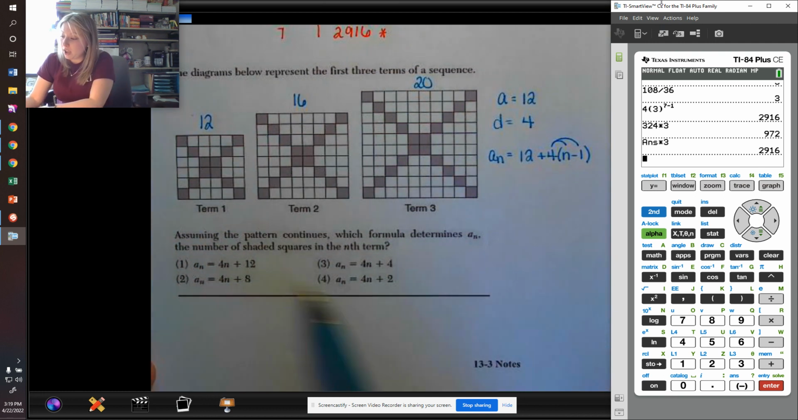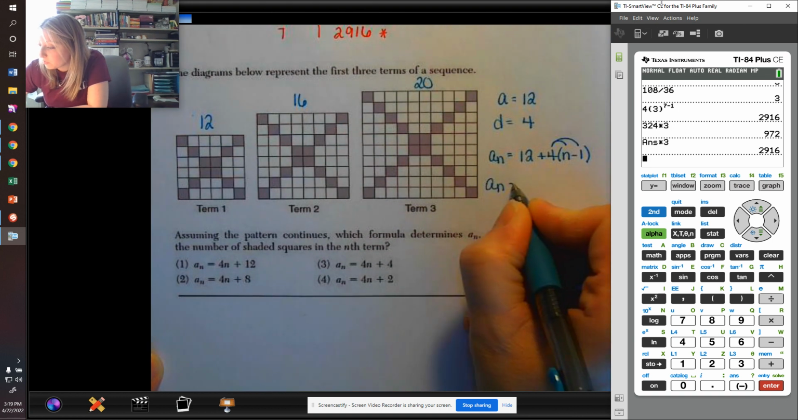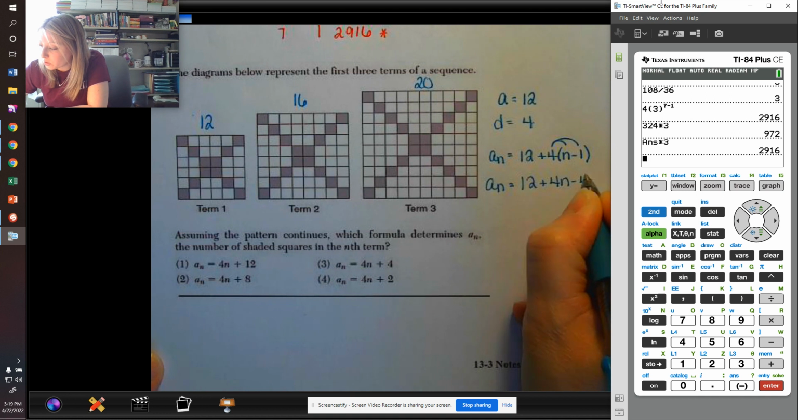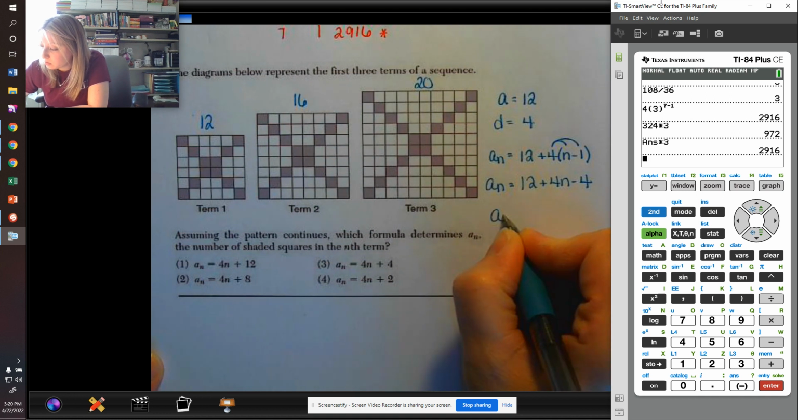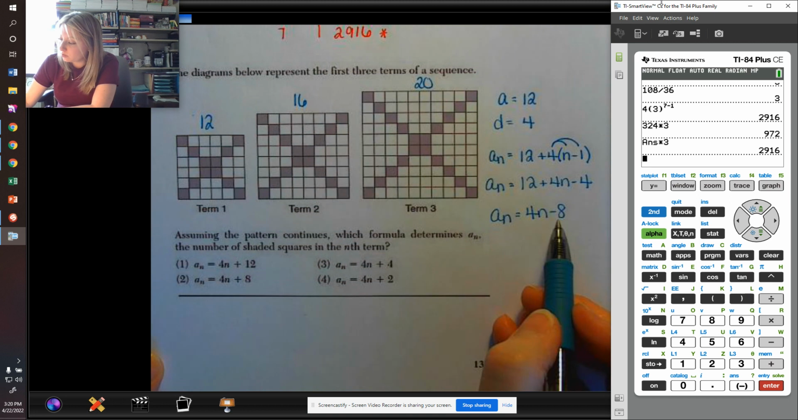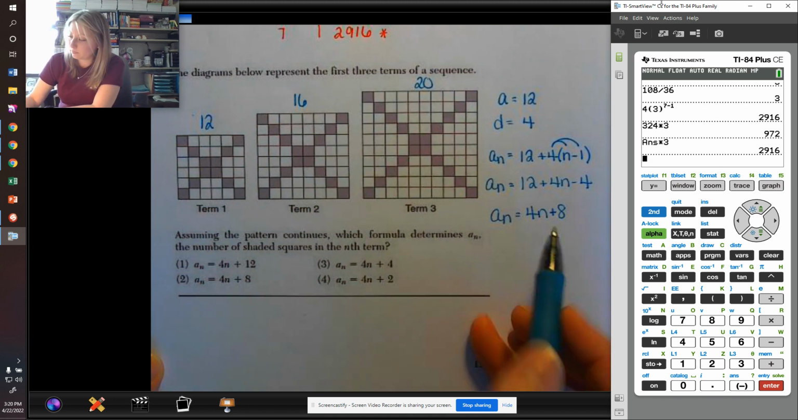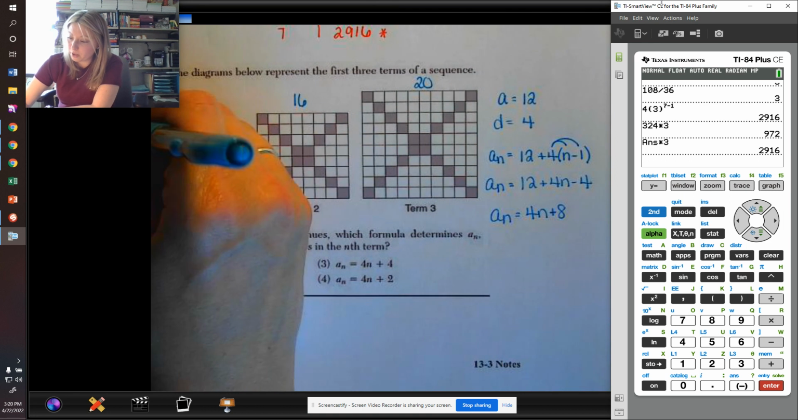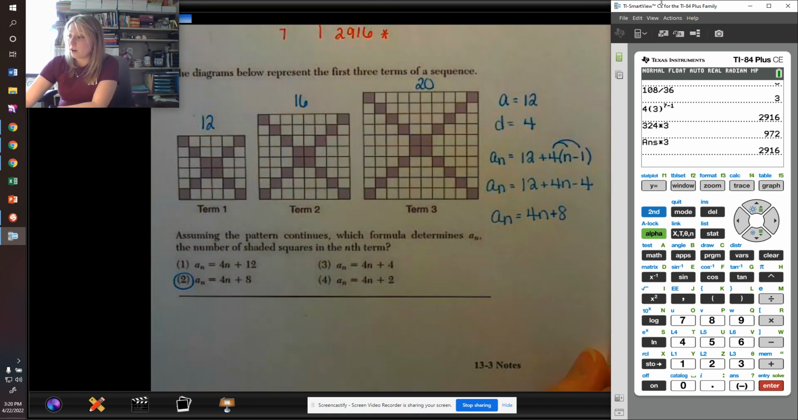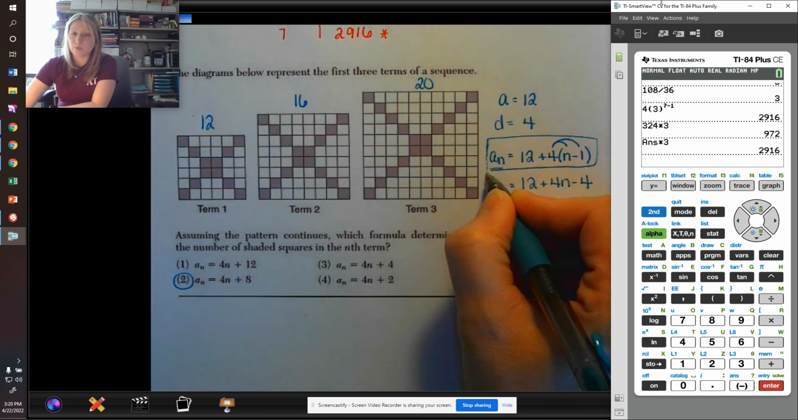So if I want that form, I need to distribute this and simplify. So I get 12 plus 4n minus 4. What's 12 minus 4? It's 8. Should be positive 8. So be very careful about that. A former regents question where we weren't just leaving it right here. We had to actually distribute and simplify.